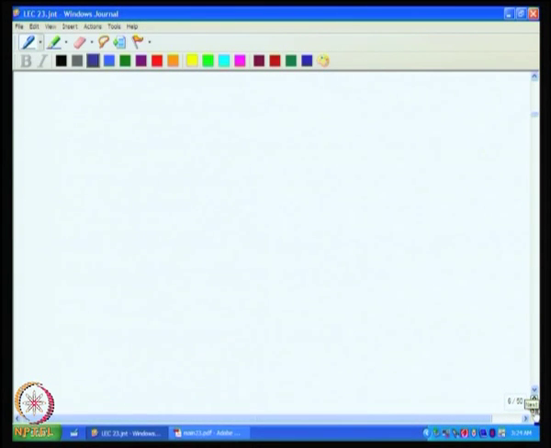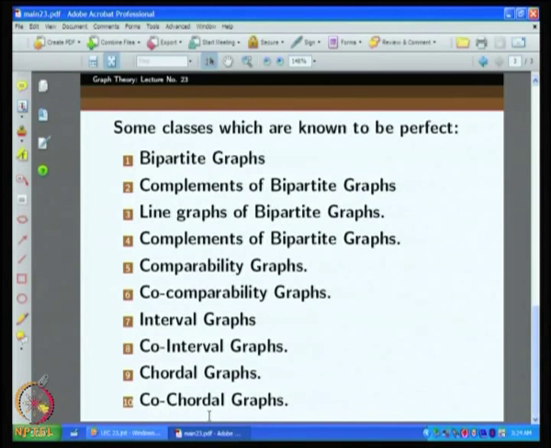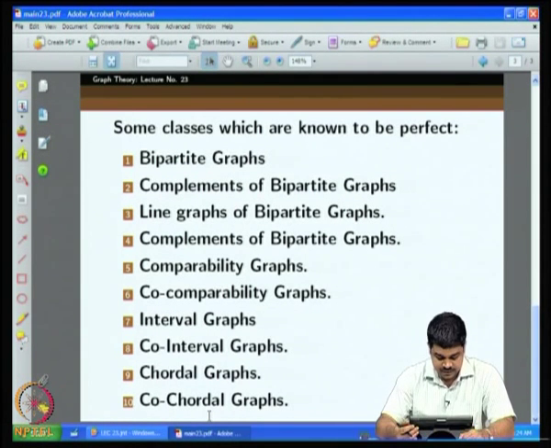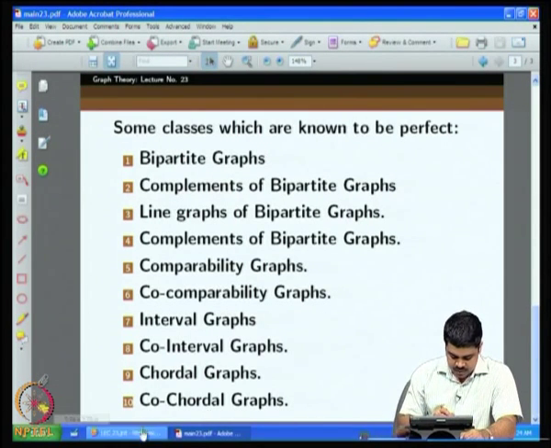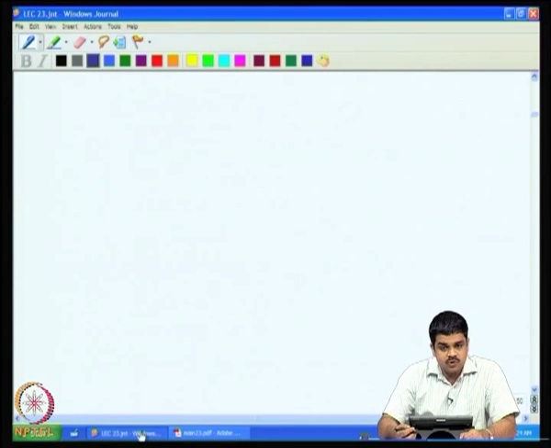Now, we go to the next one. So, we have shown that bipartite graphs are perfect, in fact, their complements are also perfect graphs. Now, here is another one, line graphs of bipartite graphs. So, what do we mean by line graph? We have seen the line graph many times before.